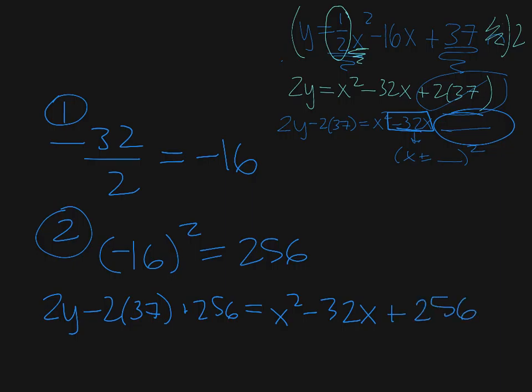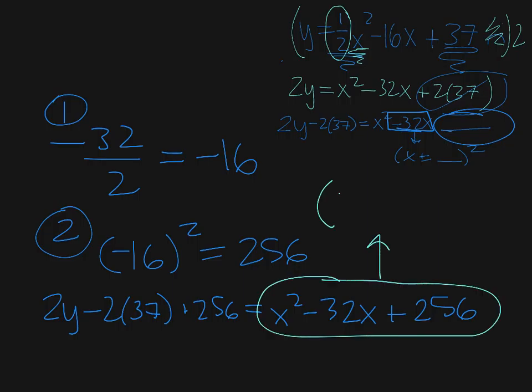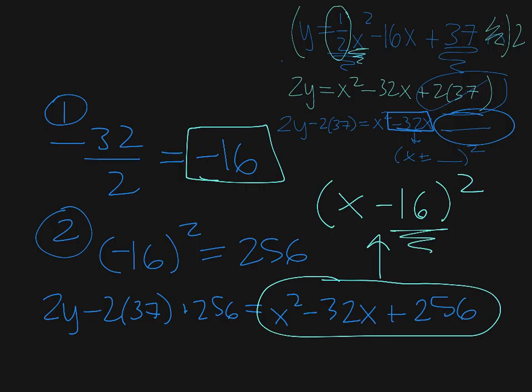256. Now what you have to do is factor this right here, and what you end up getting is x minus 16 squared. So what you'll notice right away is that the 16 comes back when you factor it. That means you don't actually have to factor it. All you have to do is look at the number you got after you divide the coefficient of x by 2, so that would be negative 16. So we really didn't have to factor at all, just had to remember what number we got here.